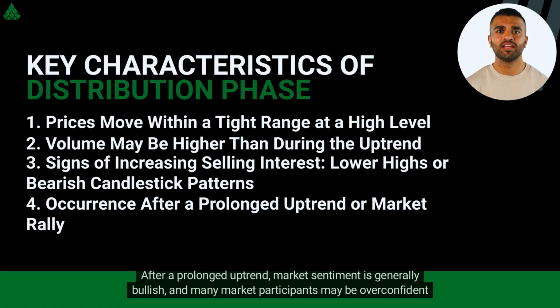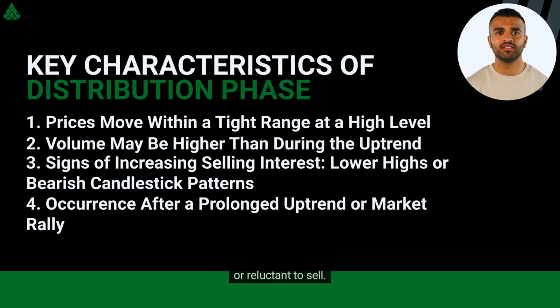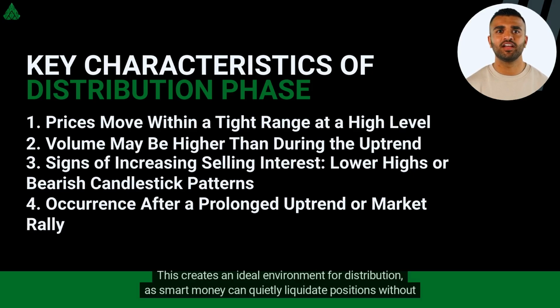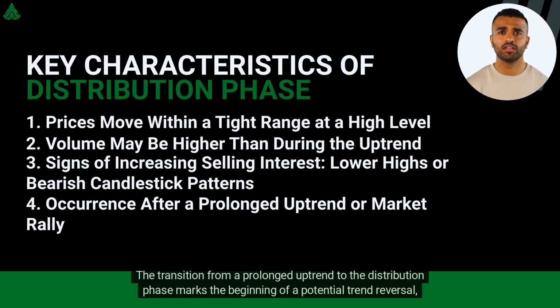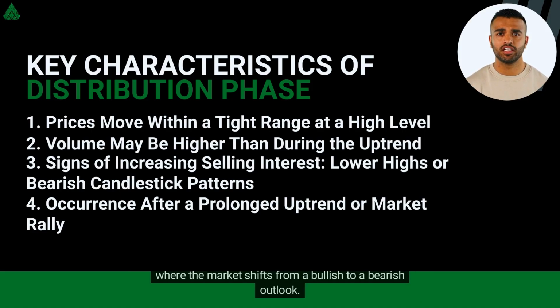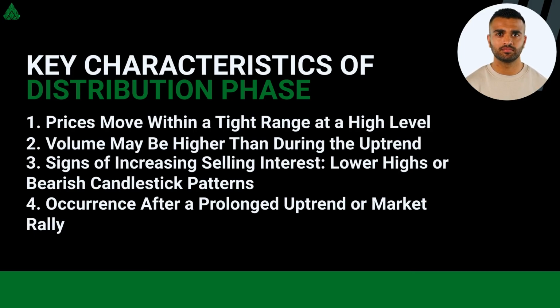After a prolonged uptrend, market sentiment is generally bullish, and many market participants may be overconfident or reluctant to sell. This creates an ideal environment for distribution, as smart money can quietly liquidate positions without facing substantial resistance. The transition from a prolonged uptrend to the distribution phase marks the beginning of a potential trend reversal, where the market shifts from a bullish to a bearish outlook.